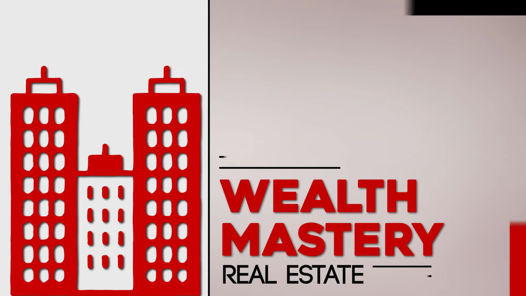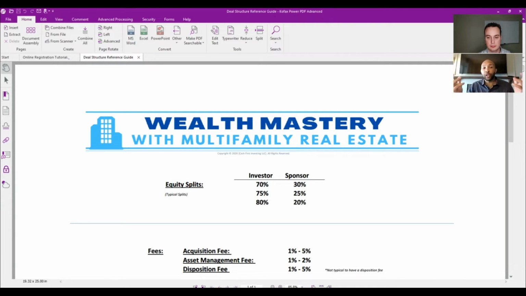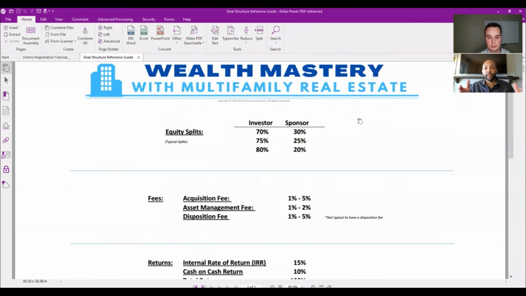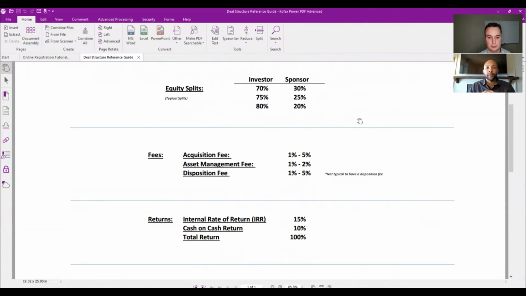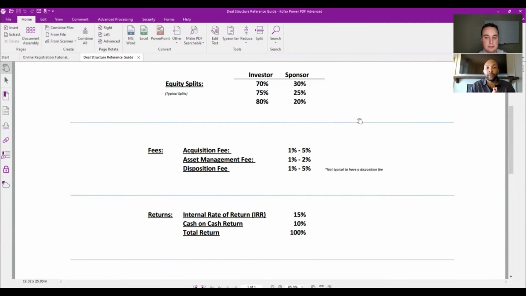So this is a multifamily deal structure reference guide that includes the equity splits, the fees, and the typical returns a multifamily real estate investment could receive, right? For the equity splits, we have 70% that would go to the investor and 30% that would go to the sponsor. That's a typical split. You could also see 75% going to the investors and 25% going to the sponsors.